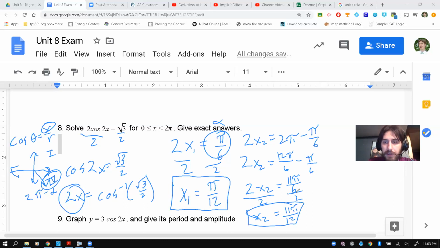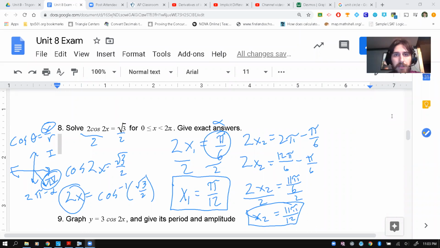Okay, you might say that you're done here, but you're not. The issue is, these are answers for when x is between 0 and 2 pi. We're finding the cosine inverse that gives us 2x. So if x is between 0 and 2 pi, then 2x is between 0 and 4 pi, right? 0 times 2 is 0, x times 2 is 2x, 2 pi times 2 is 4 pi.